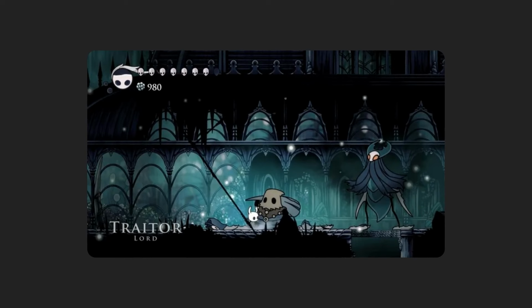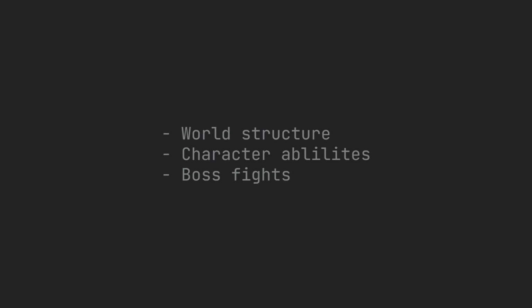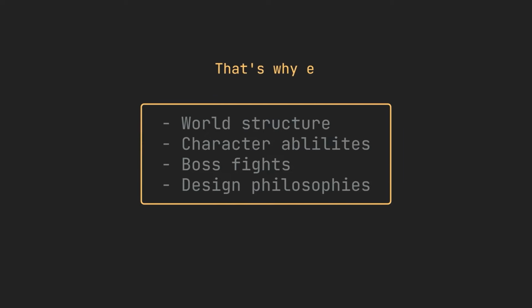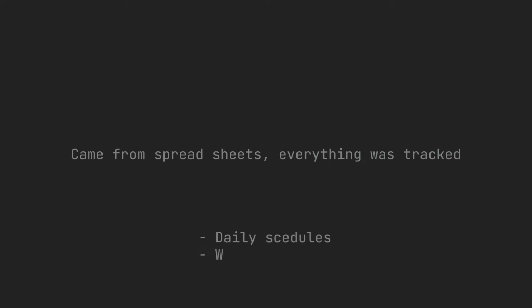And if you're still not sold, let's get real. Hollow Knight had a dense, detailed game design document that laid out the whole world structure, character abilities and bosses, design philosophies, and that is why everything feels handcrafted, because it was on paper first. Stardew Valley didn't come from vibes, it came from spreadsheets, and Eric Barone tracked everything. Daily schedules, weather cycles, crops. The structure is the game.